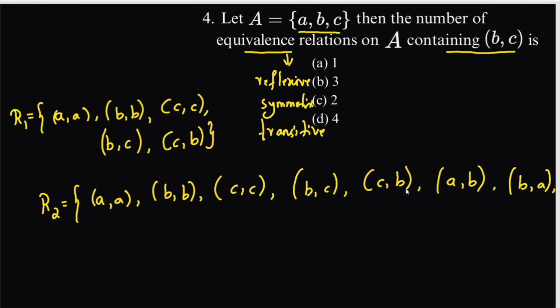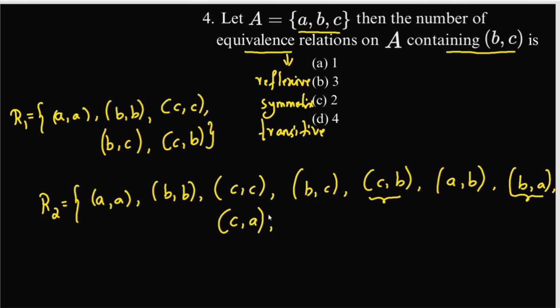If I take BC, CB, then BB should belong to this. Yes, we have that. But suppose I take CB and this element, what should be the third element that should belong to this set to make it transitive? CB, BA, then the element that should belong is CA. Correct? We do not have it here. So that should be included to make it transitive. So now transitivity is satisfied.